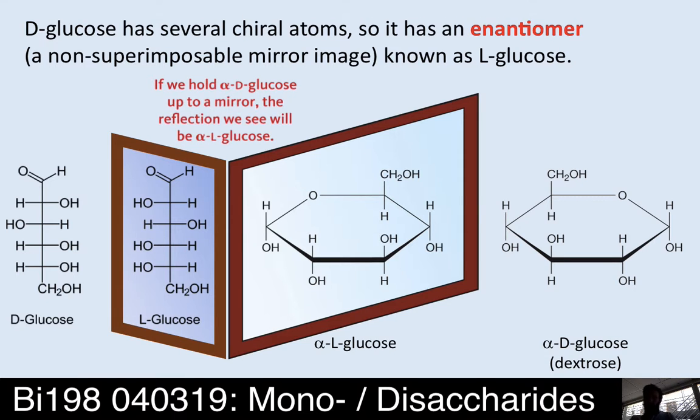Yeah, so we've talked about enantiomers. Enantiomers are non-superimposable mirror images. So D-glucose, which is also called dextrose, has an enantiomer, a non-superimposable mirror image known as L-glucose. And you see the picture of it right there as if it were reflected, either open chain or in the ring form, reflected in some mirrors. And why do I bring this up?